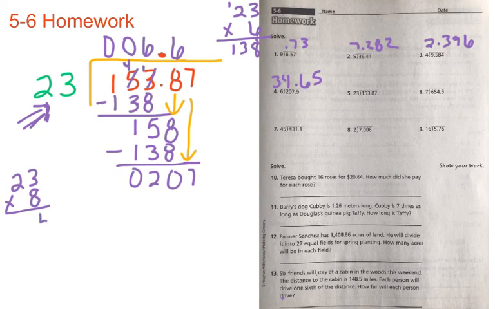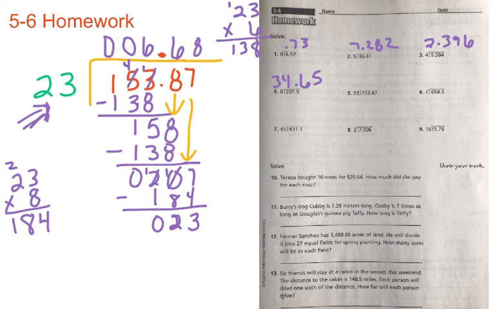8 times 3 is equal to 24. Put down your 4, carry your 2. 8 times 2 is equal to 16, plus 2 is equal to 18. Let's go ahead and try that and subtract. We'll put up our 8, and we'll write down our 184 and subtract. 7 minus 4 is equal to 3. Your 0 becomes a 10, your 2 becomes a 1. 10 minus 8 is equal to 2, and 1 minus 1 is equal to 0.